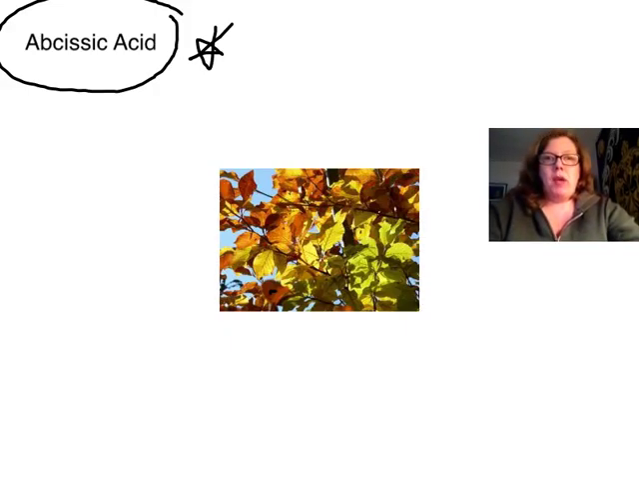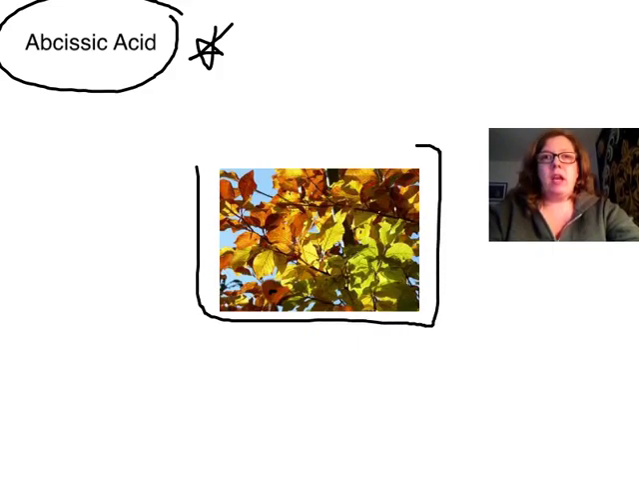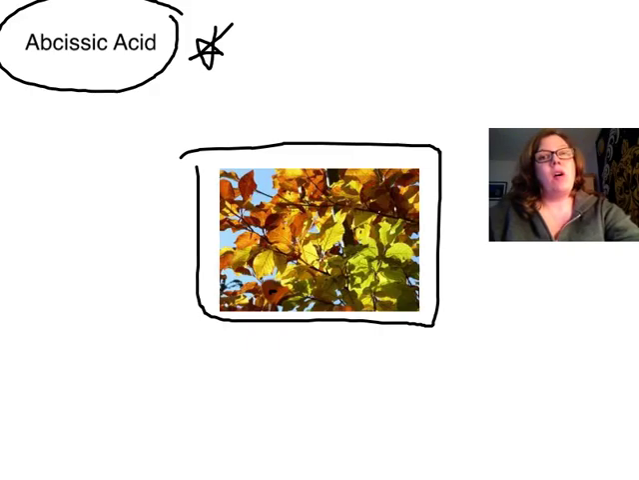And so what I put here as the picture is, notice the abscisic acid is what's responsible for the fading of the chlorophyll in the fall, and that's why all those secondary pigments in the plants come out.